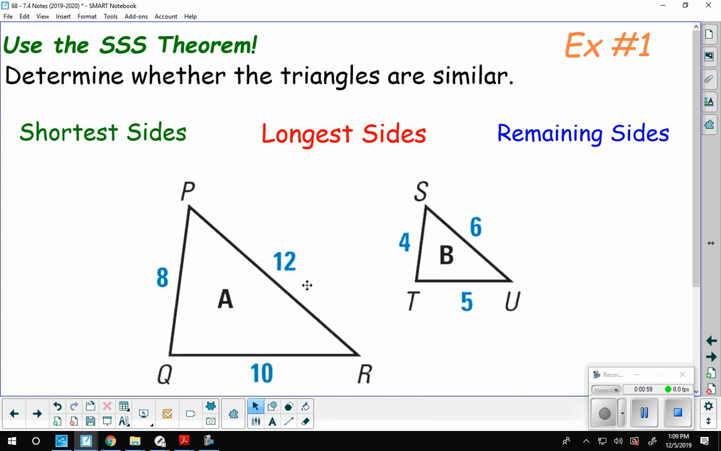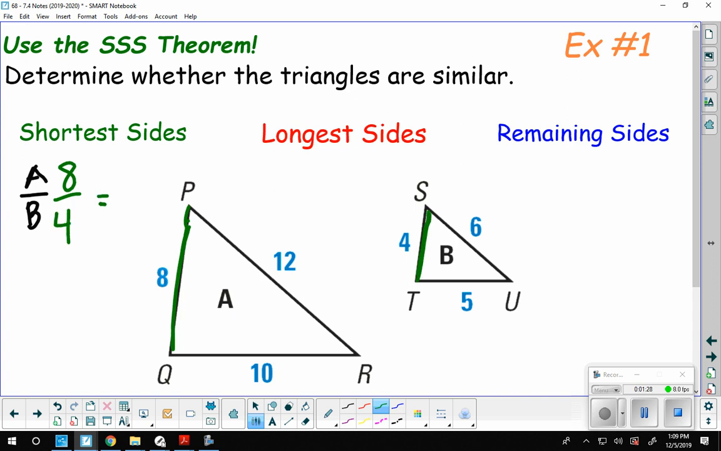We're going to compare, it doesn't matter, just pick. We're going to compare the sides in triangle A to triangle B, and you want to keep that consistent all three times. You could do B over A, it does not matter. So the shortest side in triangle A, out of the side lengths of 8, 10, and 12, is 8. And the shortest side length in triangle B out of 4, 5, and 6 is 4.